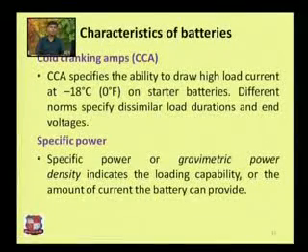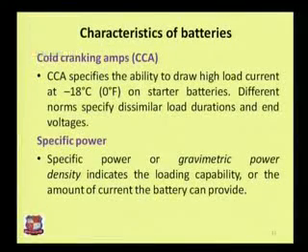Okay, next important parameter is cold cranking amps. In short, it is written as CCA. CCA specifies the ability to draw high load current. It is measured at almost minus 18 degrees Celsius, 0 degrees Fahrenheit, on starter batteries. Different norms exist, and they specify dissimilar load durations and end voltages.